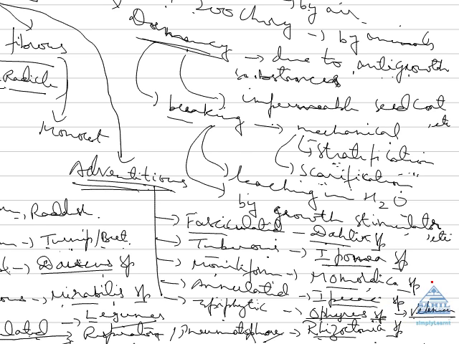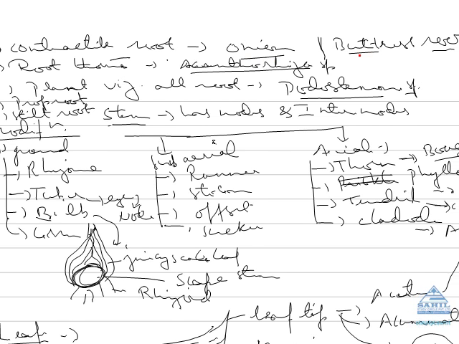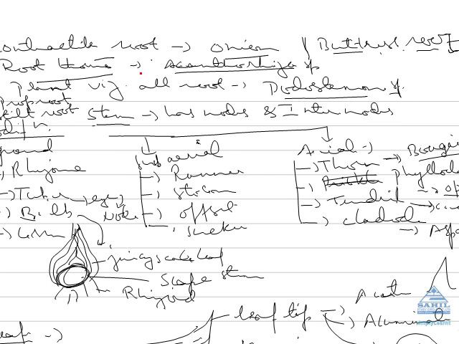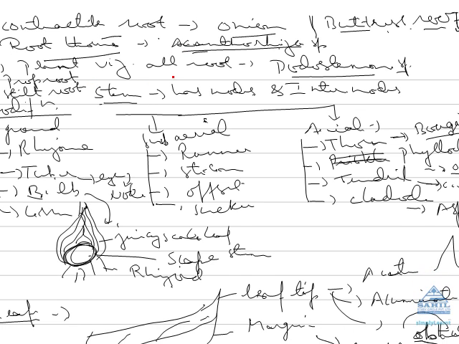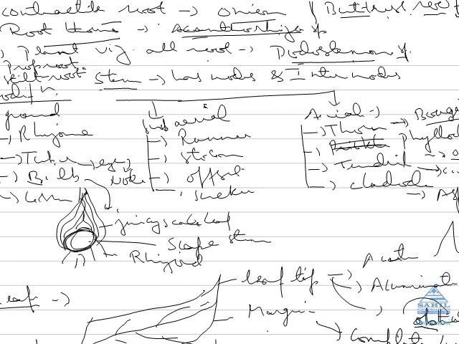velamen tissue, which is hygroscopic in nature and absorbs water. So with that, we now come to another example of a contractile root, which is onion. Buttress root is for support. Root thorns, example Acanthorhiza. A plant which is all root is Podostemon. Prop root, which is for support, example in banyan tree. Stilt root is found, for example, in Pandanus and sugarcane.